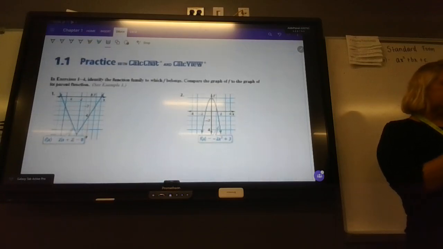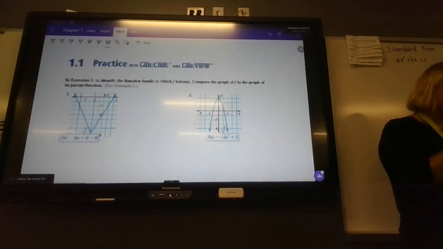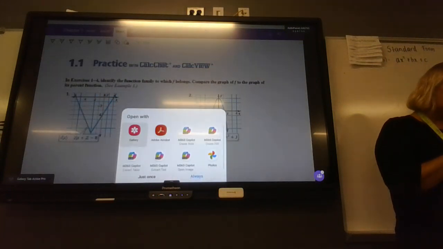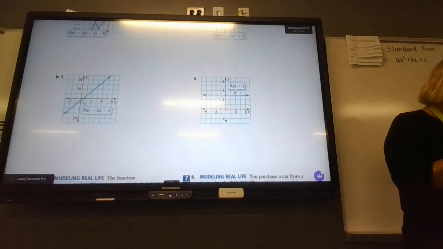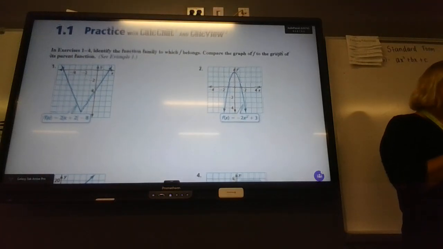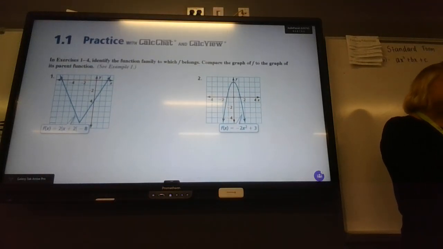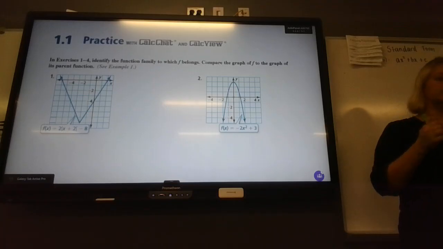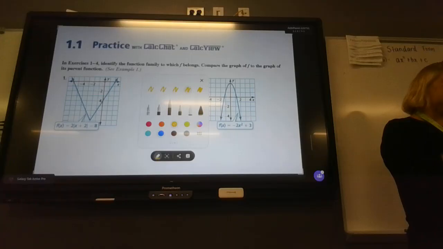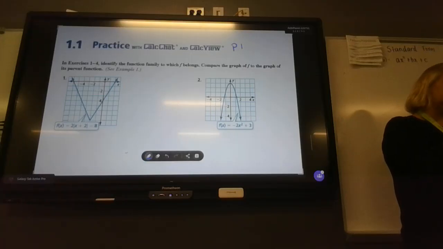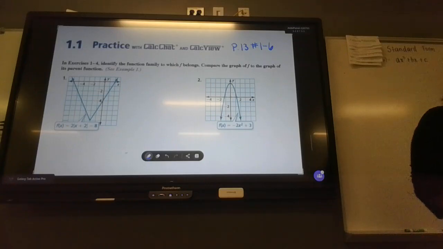All right, here's page 13. Mine's a little blurry. Maybe I'll make it better for you. So it says identify which function family. So you're going to say, all right, which one of these does it look like from the handout? And then you're going to compare it. I'm going to give you a lot of details as we go through it, but you're really just supposed to look at it to the best of your ability.